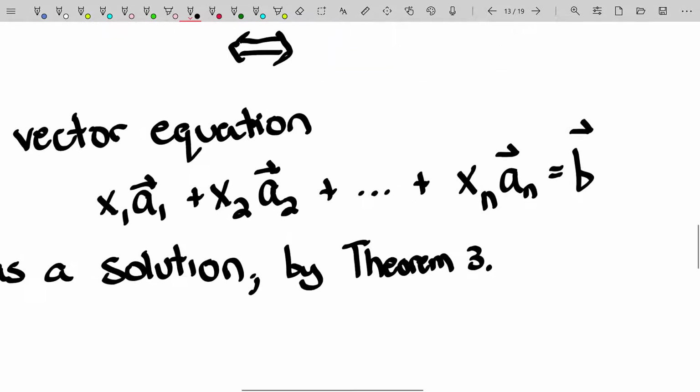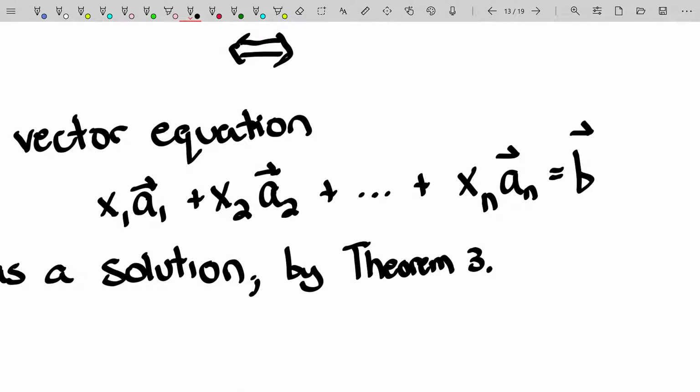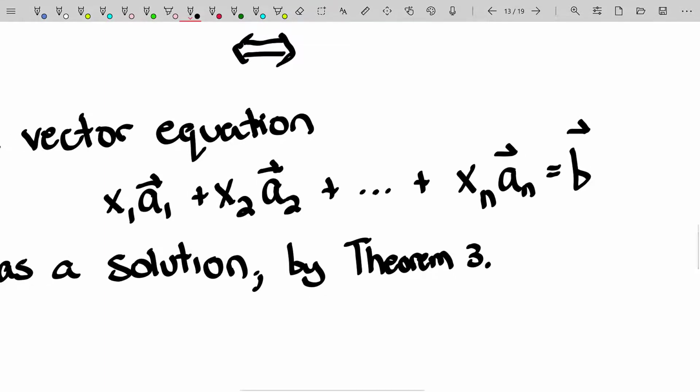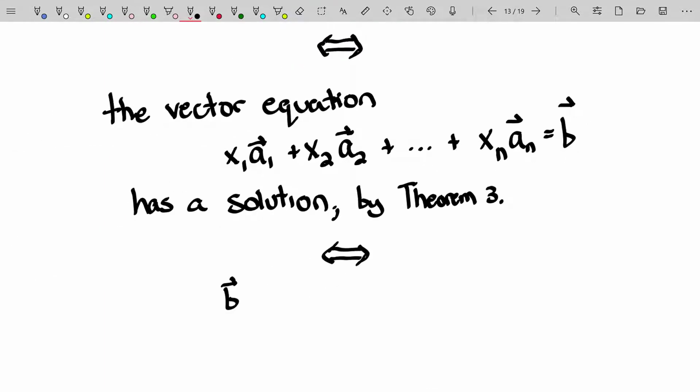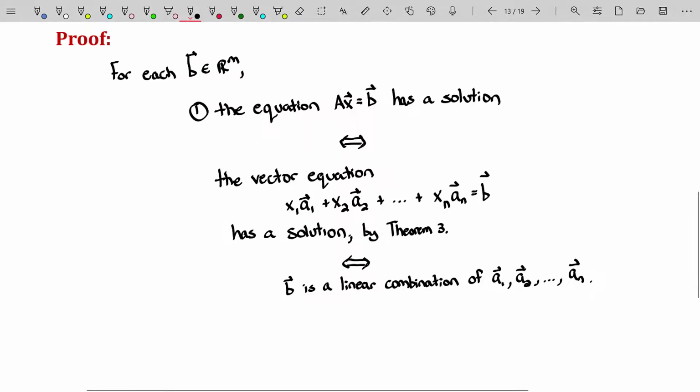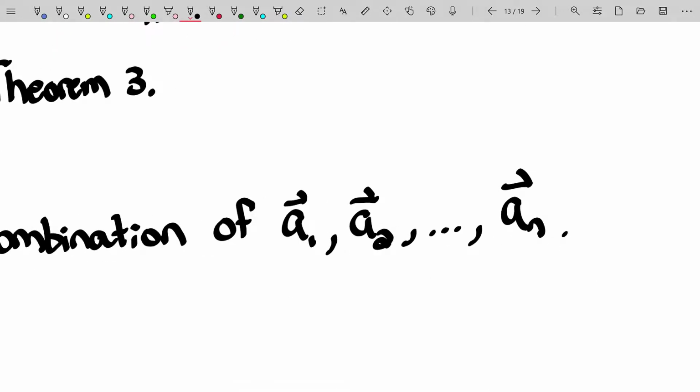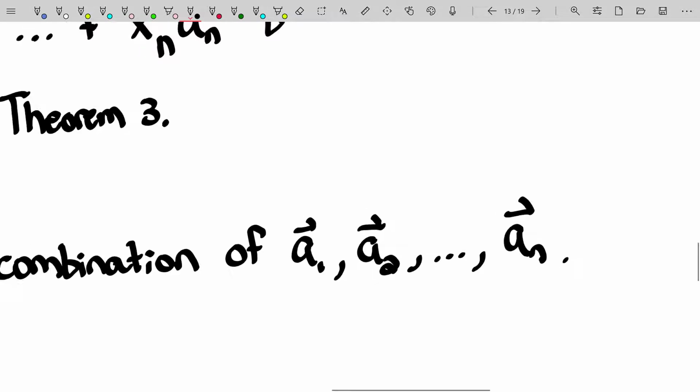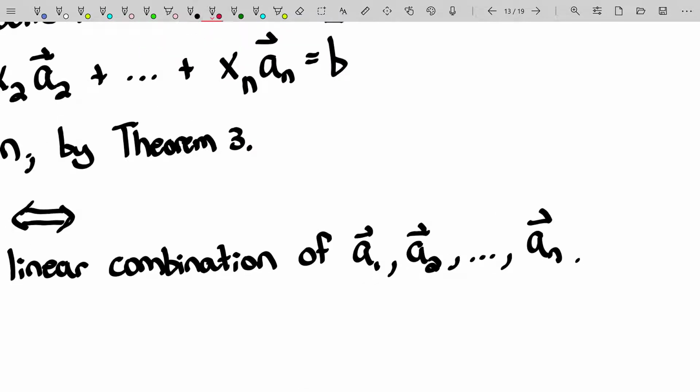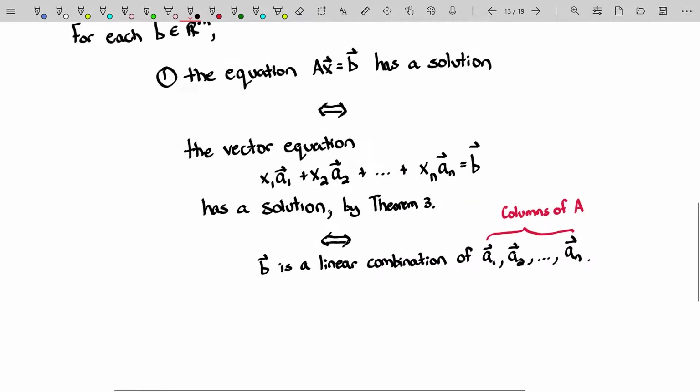But this equation has a solution if and only if b is a linear combination of those vectors a1 through an. And by the way, that linear combination of those vectors a1 through an is a linear combination of the columns of the matrix A. Those are the columns of matrix A. I'll just point an arrow at this. Kind of a sloppy proof to do it this way, but I'm going to do that. Well, great. We got that far.